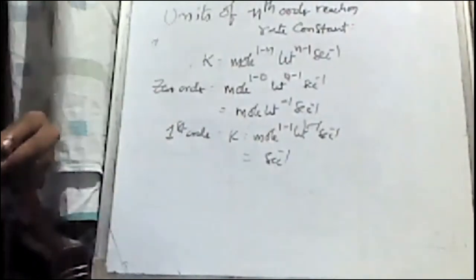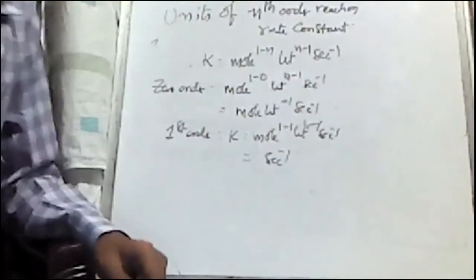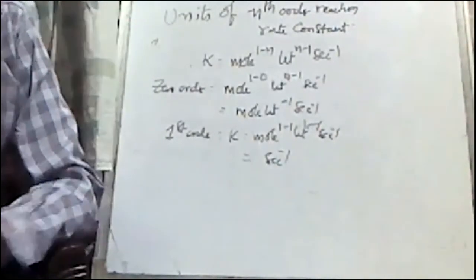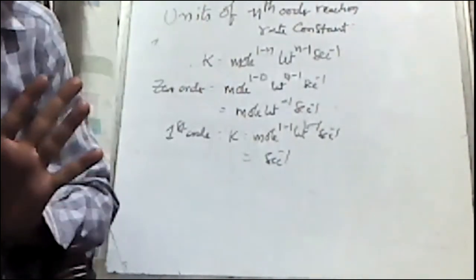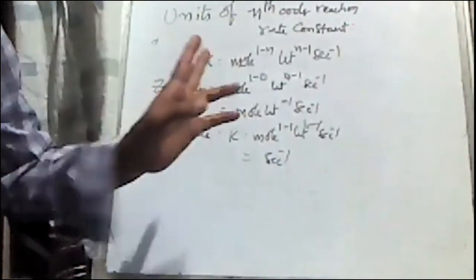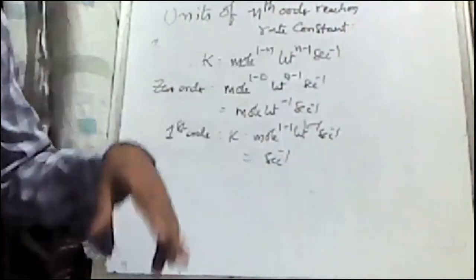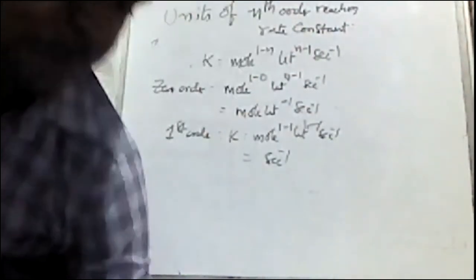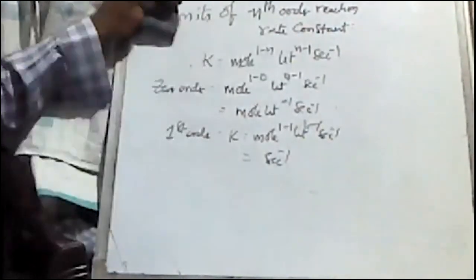Similarly, for any order reaction, we can predict the units for the rate constant. Now, what are the units for the nth order rate constant? Mol^(1-n) L^(n-1) s⁻¹. These are the units of the rate constant of an nth order reaction.